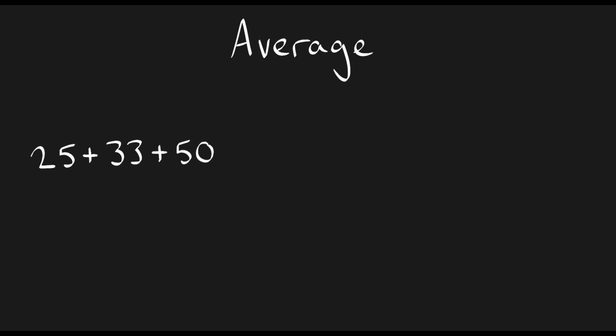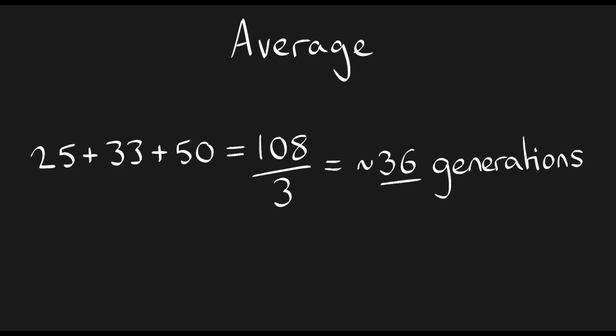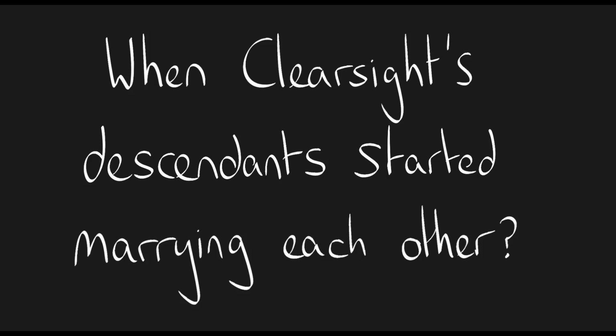Now that we have these numbers, we can find the average number of generations for this time frame by adding the results together and dividing by 3. This gives us an average of around 36 generations. Now we need to figure out when Clearsight's descendants started marrying each other.